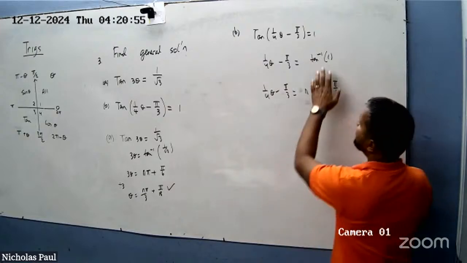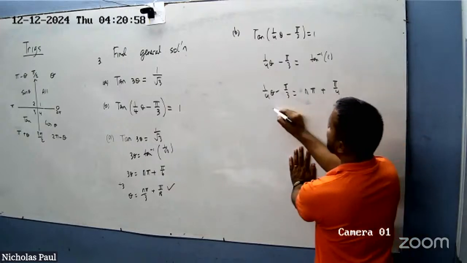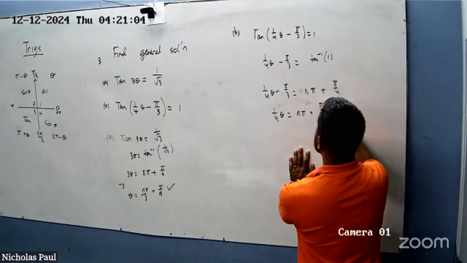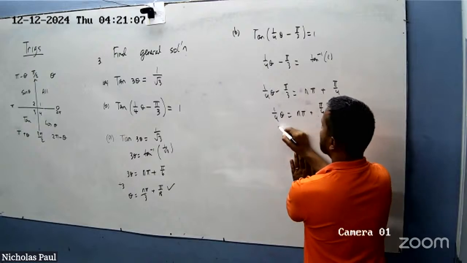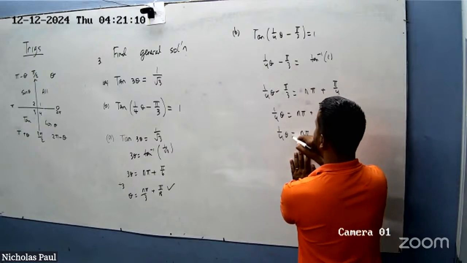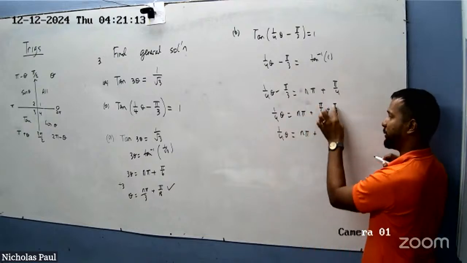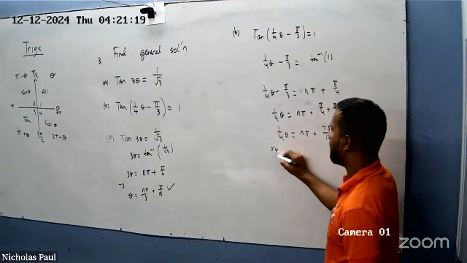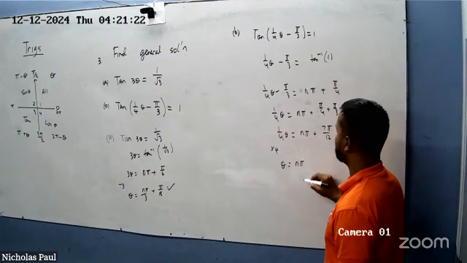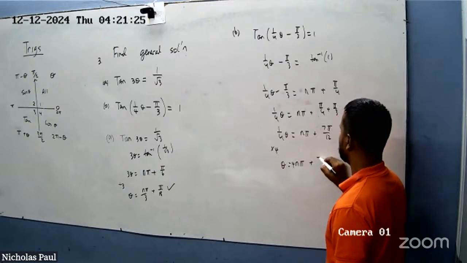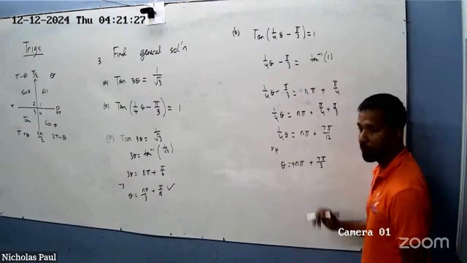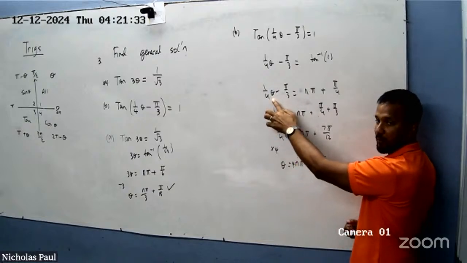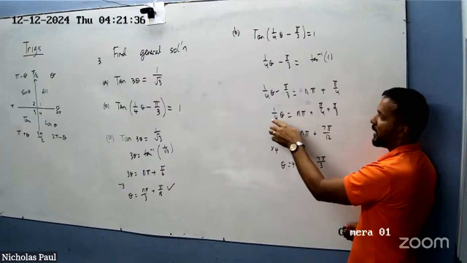So tan inverse 1 is this. I'm moving this to this side, so I'll get a quarter theta is n pi plus pi on 4 plus pi on 3. And then multiply everything by 4. That's the final answer there. Remember, when you reach here, you still have to make theta the subject. So you move this across and then multiply everything by 4.